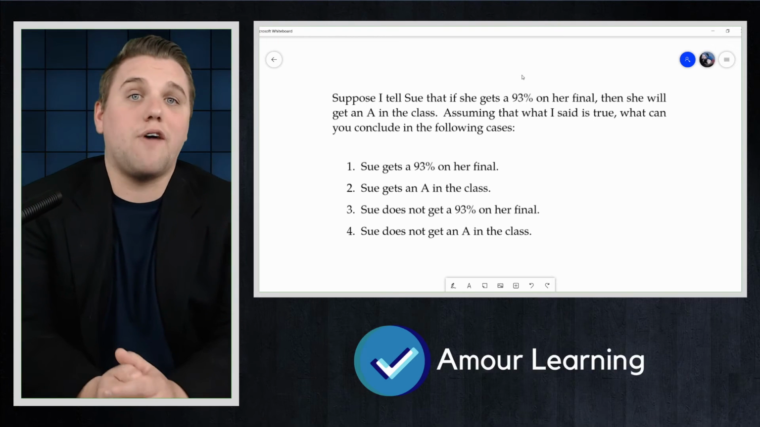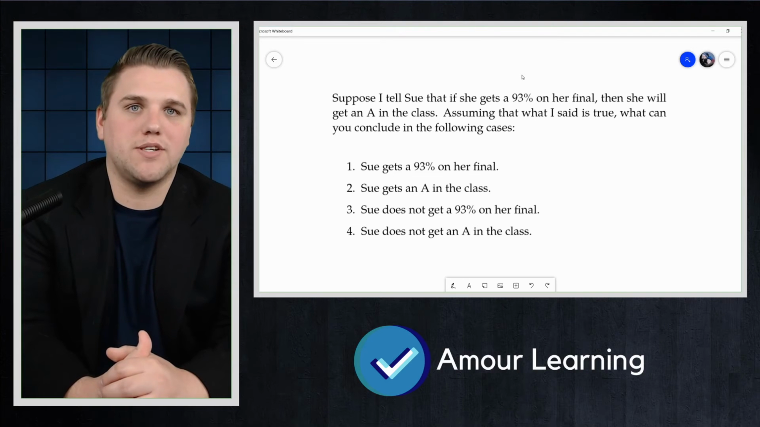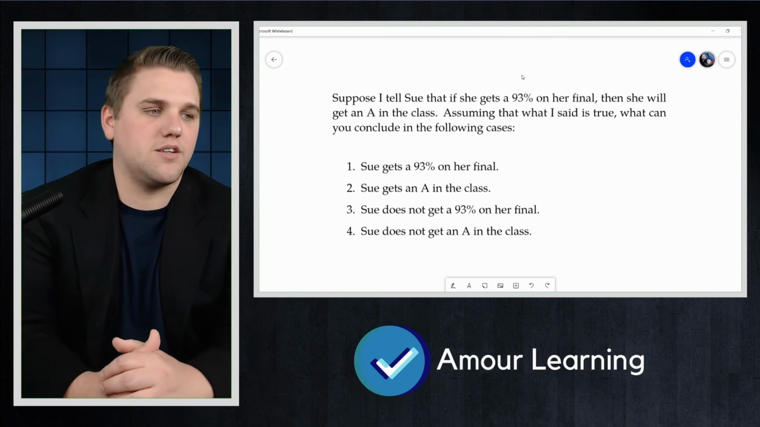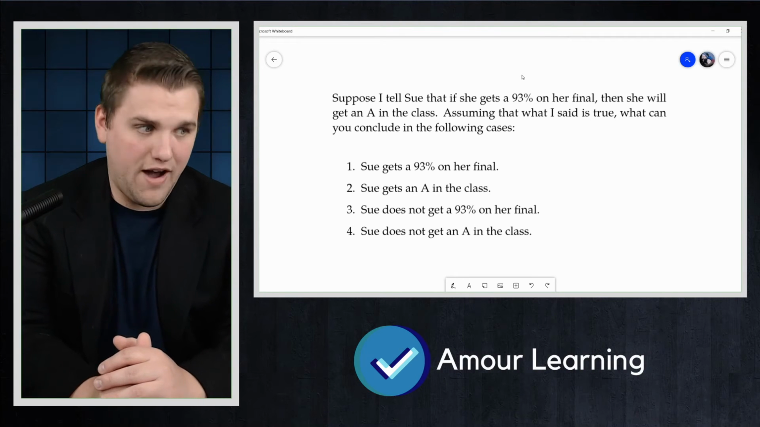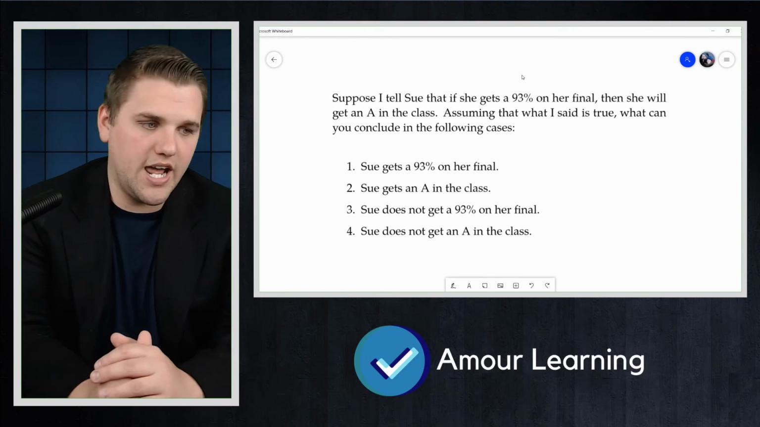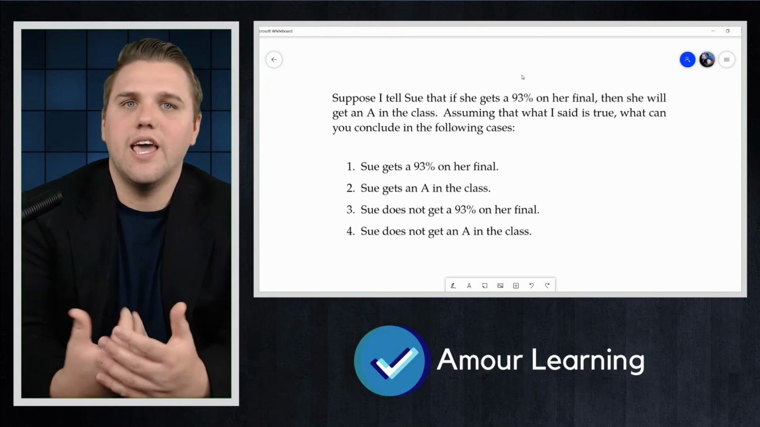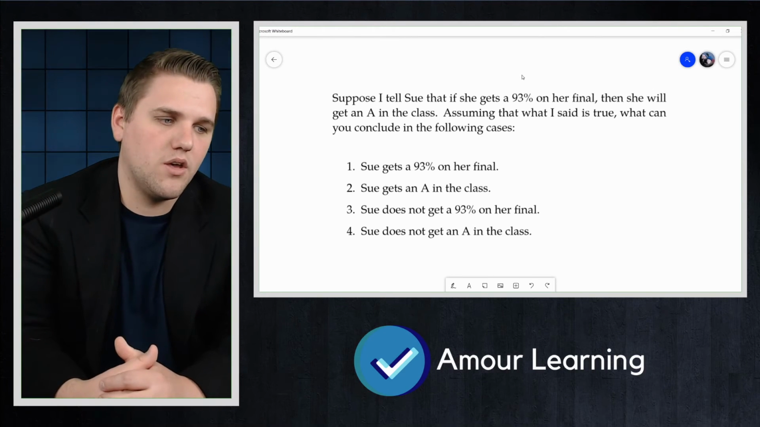Sue gets a 93% on her final. Well, if what I said is true, she satisfies the premise of the implication, she gets a 93% on her final, then she gets an A. So that's the conclusion here. She gets an A in the class. Number 2, let's suppose Sue gets an A in the class. Can we deduce anything from this?